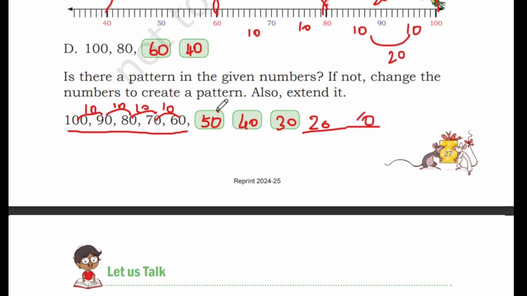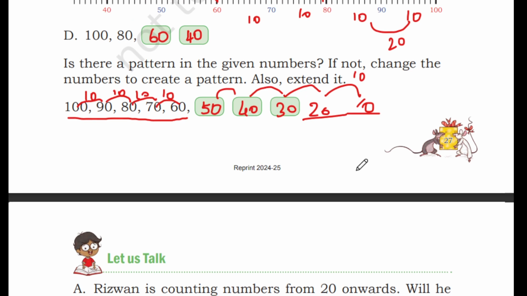Okay, so again here we have 10 numbers difference between 50 and 40 and 40 to 30. We have 10 numbers difference, 30 to 20, 10 numbers difference and 20 to 10 also is 10 numbers difference. Okay, so we have also extended to 20 and 10. Alright, so this question again I'm marking. This one is also a very important question.